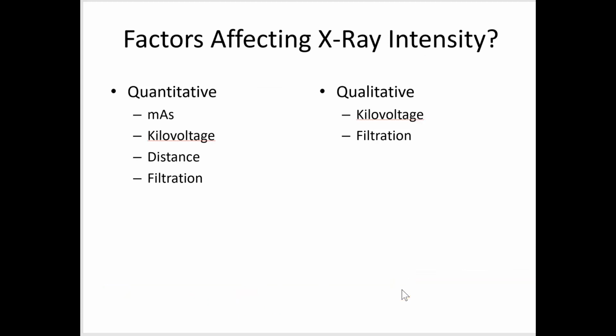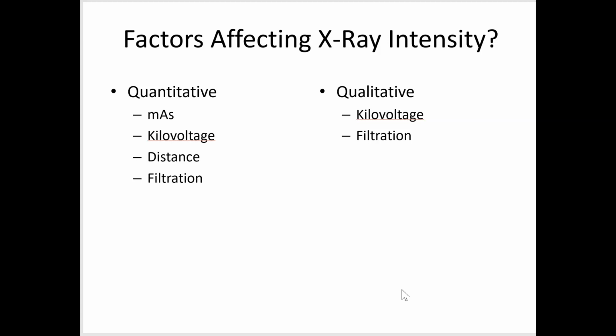Okay, for review, what affects X-ray intensity? Remember, intensity is another term for how many photons in the beam. So, the quantitative factors are MAS. We talked about KVP. KVP can have an effect on the number of photons in the beam. Distance is going to affect the X-ray intensity that reaches the IR. And so is filtration. If you remember, filtration is going to absorb the lower energy photons in the beam.